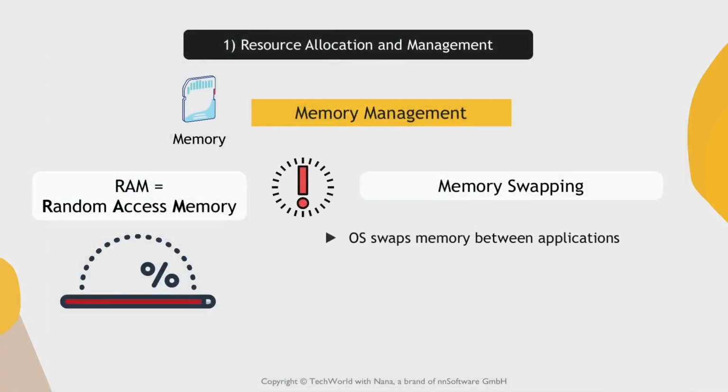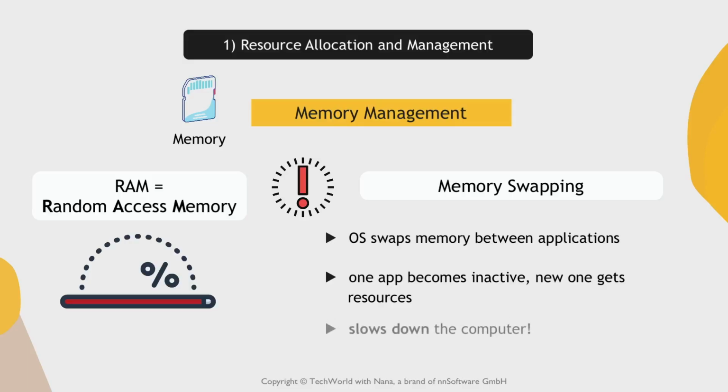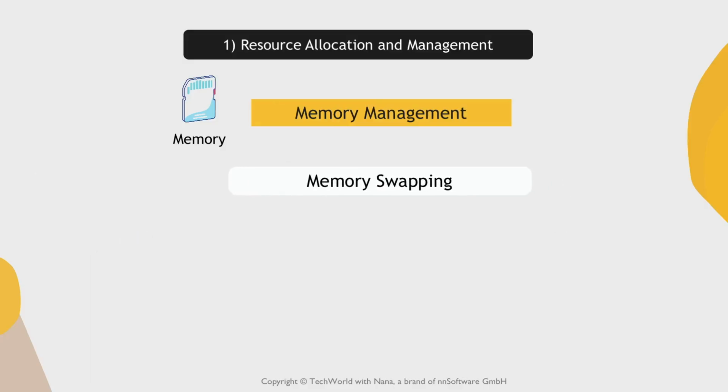The operating system will handle swapping the memory between the applications. It will decide that one application will become inactive by taking away the allocated memory from it, and a new one will get the memory resources. So if you have 50 applications open in total, consuming more memory than the computer's total RAM size, and you switch between them, this memory swapping will happen between the applications, and it will slow down the computer because swapping takes time. So what is memory swapping actually?